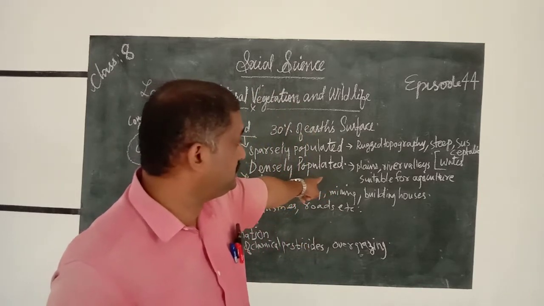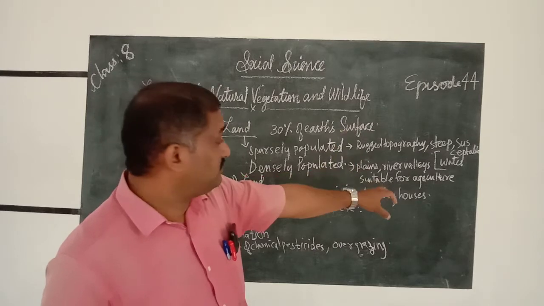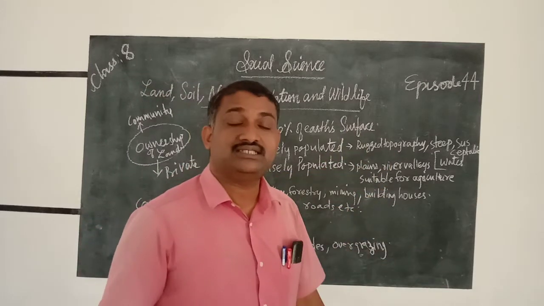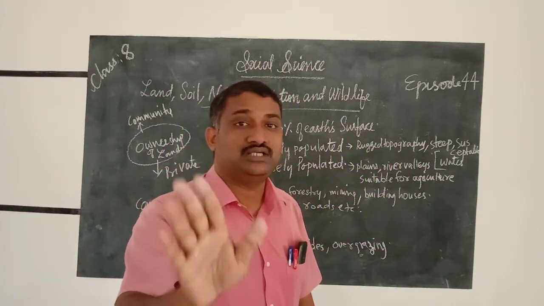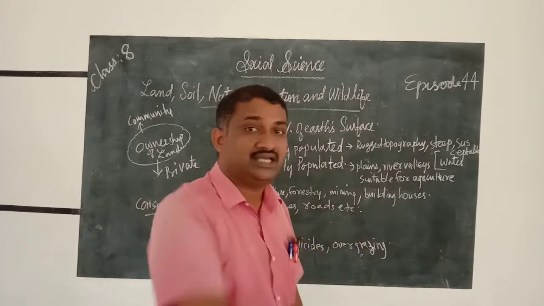Densely populated areas are plains and river valleys, suitable for agriculture. These are the areas where people want to live, and people are living in these areas.